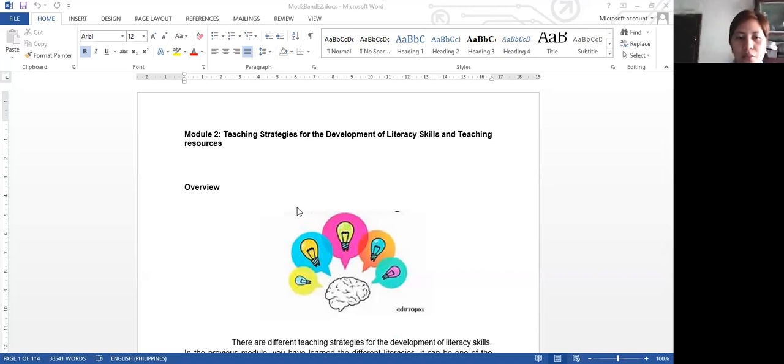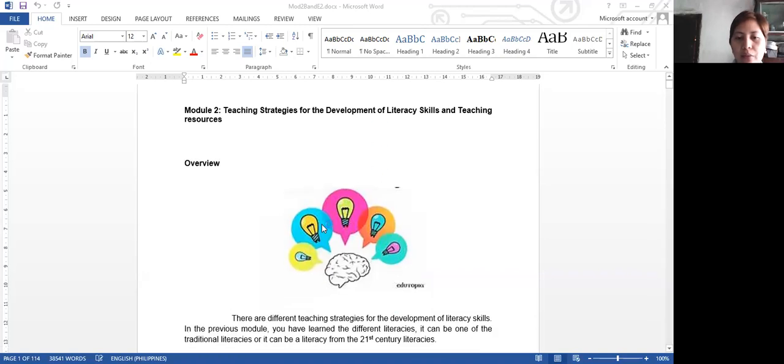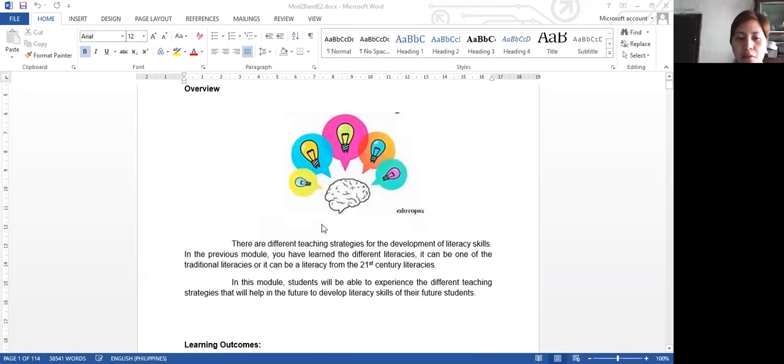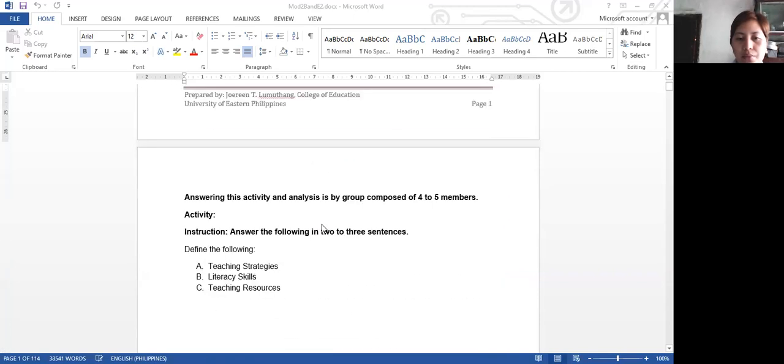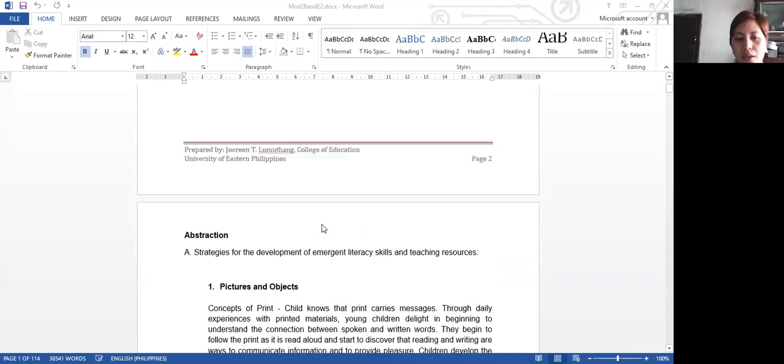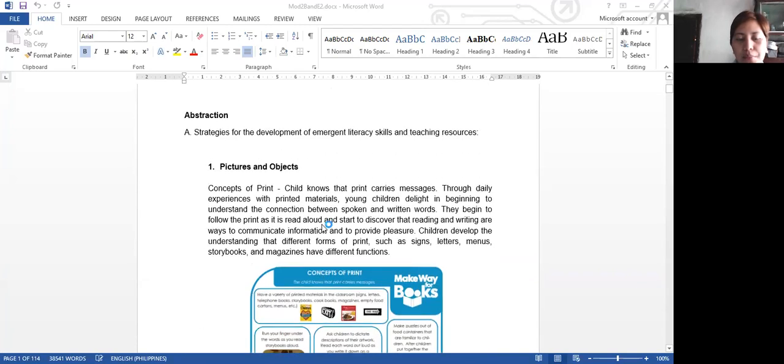Let us now continue our lesson on Module 2, Teaching Strategies for the Development of Literacy Skills and Teaching Resources. If you were able to read the module, maybe some of you will wonder why the strategies given here are for emergent literacy skills.